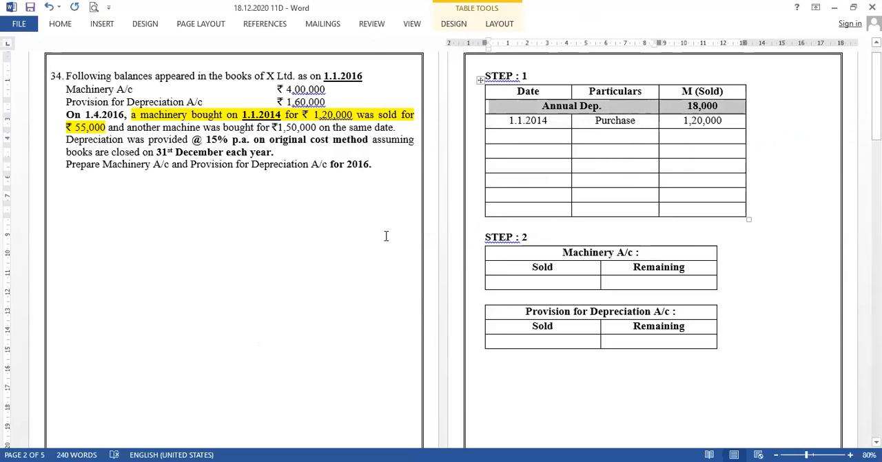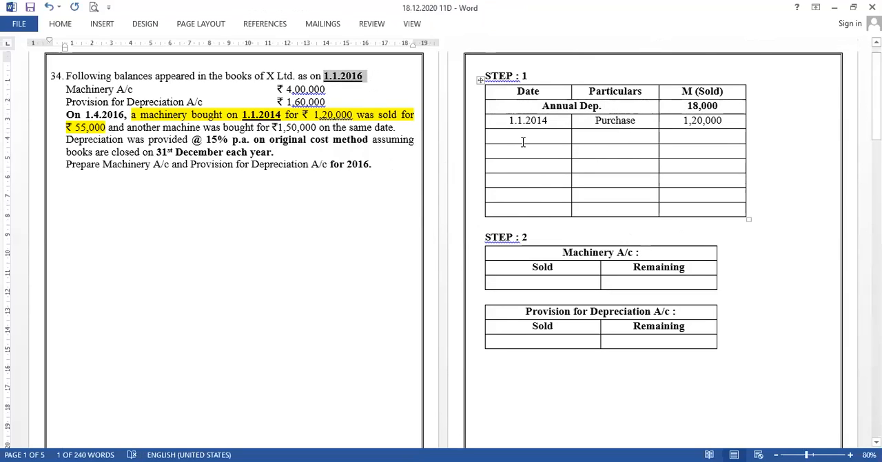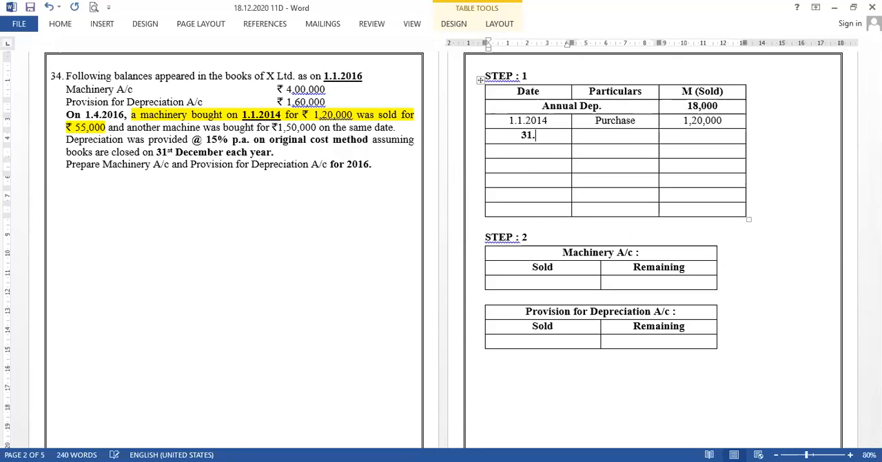Now we need to continue this working till 1/1/2016, right? So let us now write the depreciation on 31st of December 2014. Okay, this has to be depreciation. It has been one full year. So 18,000 is the annual depreciation that will be provided for. 1,20,000 minus 18,000 is 1,02,000. Okay, so this will be the balance as on 1/1/2015, right? It's a balance.